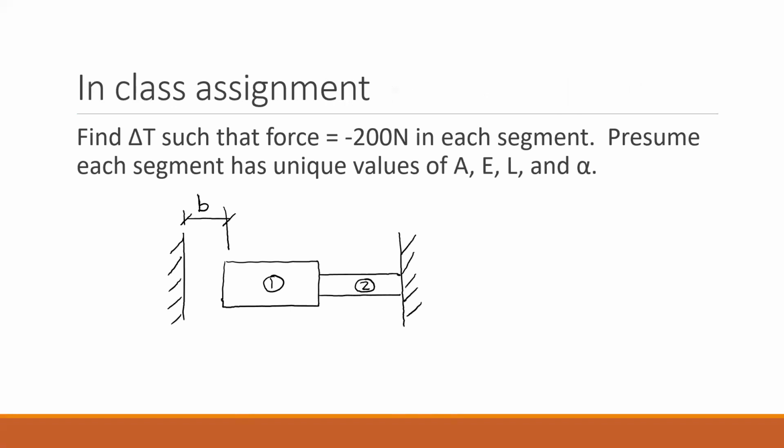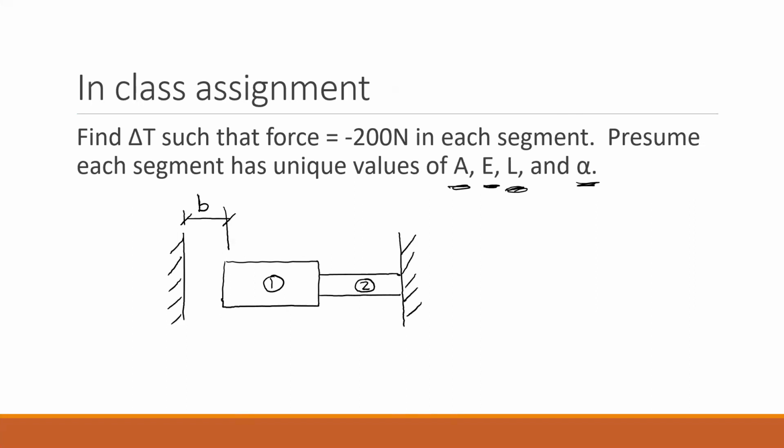In-class assignment, for the last 10 minutes, I want you to think through this. I'm not telling you what these materials are, but you can presume that they're different materials, which means that each of them is going to have a unique E and alpha value, alpha being your thermal coefficient. Presumably they could each have a unique length and unique area. And the question is to find the delta T.